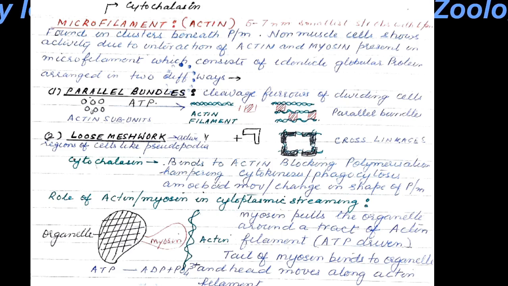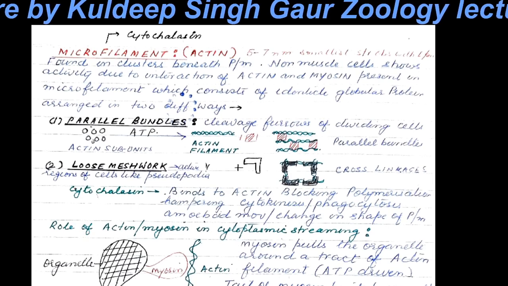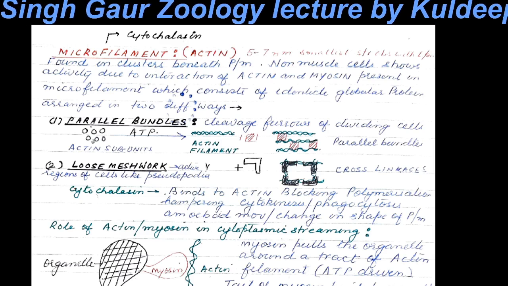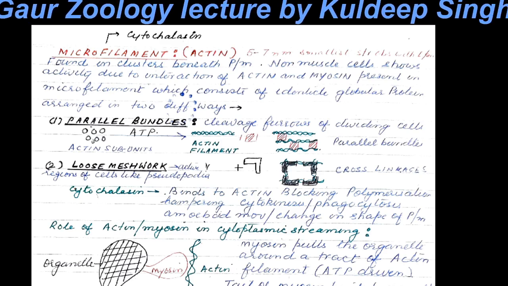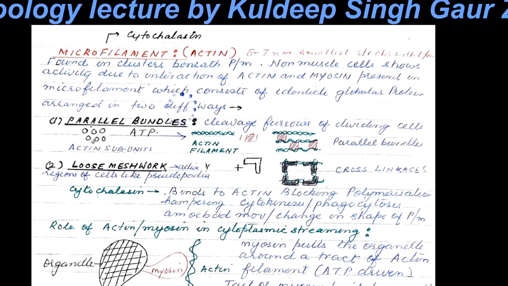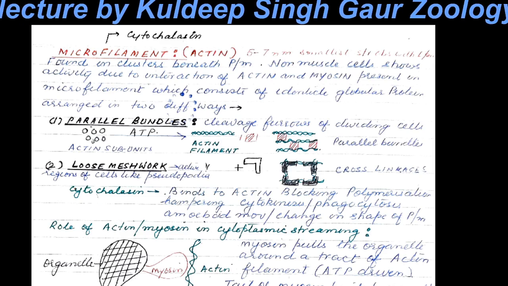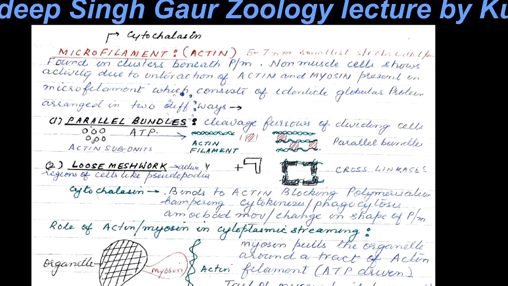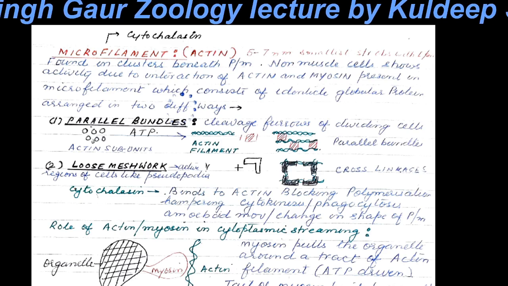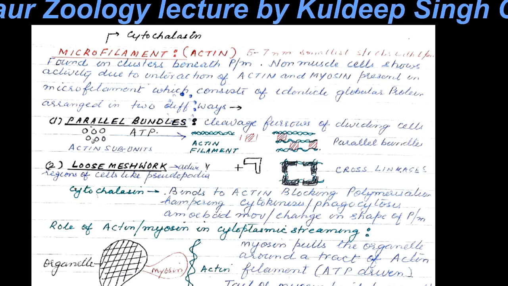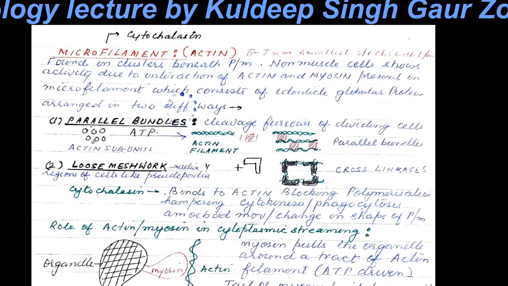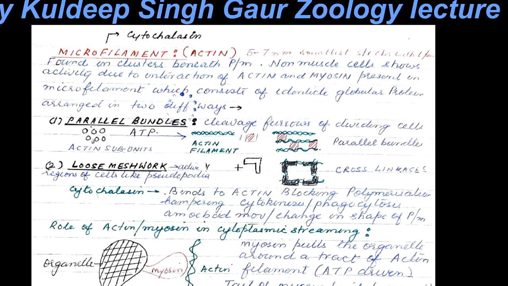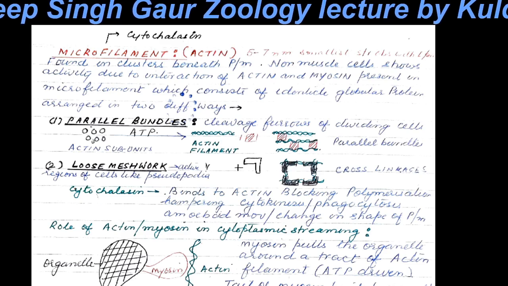Then, what are microfilaments? Microfilaments are actually actin molecules, and they are the smallest structure, about 5 to 7 nanometer, sighted under electron microscope. They are found in clusters beneath the plasma membrane, and the cells which are non-muscular in nature show their muscular activity just because of the interaction of actin and myosin present in them.